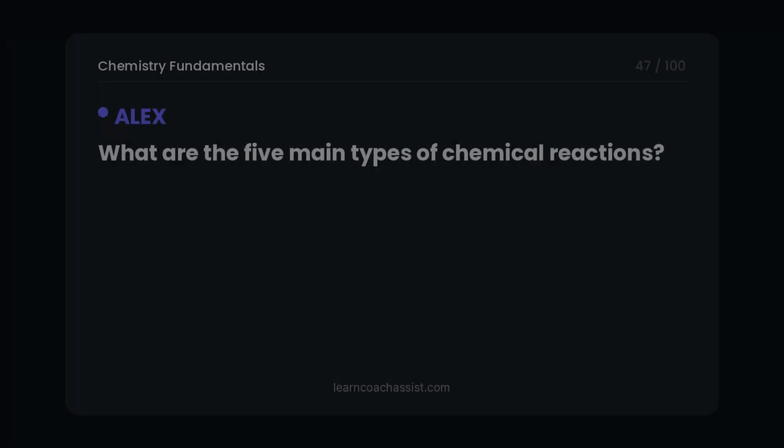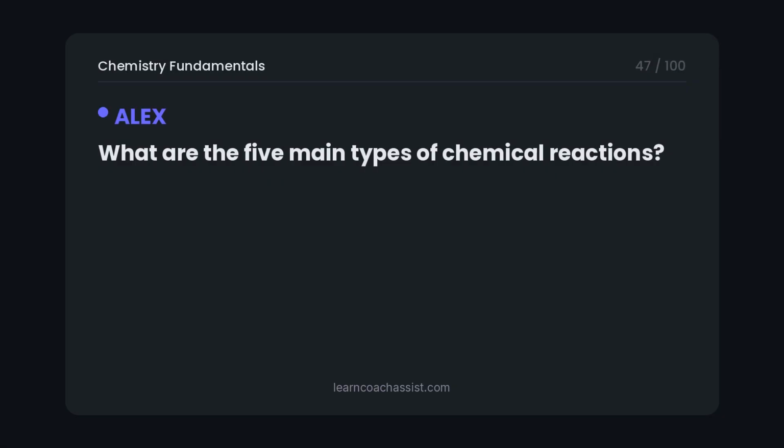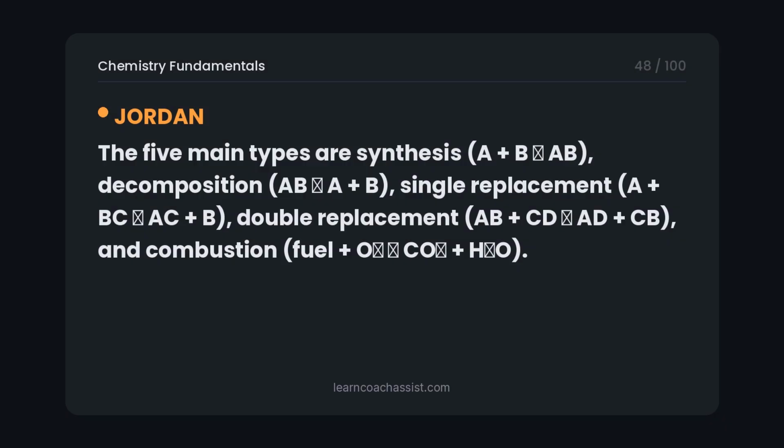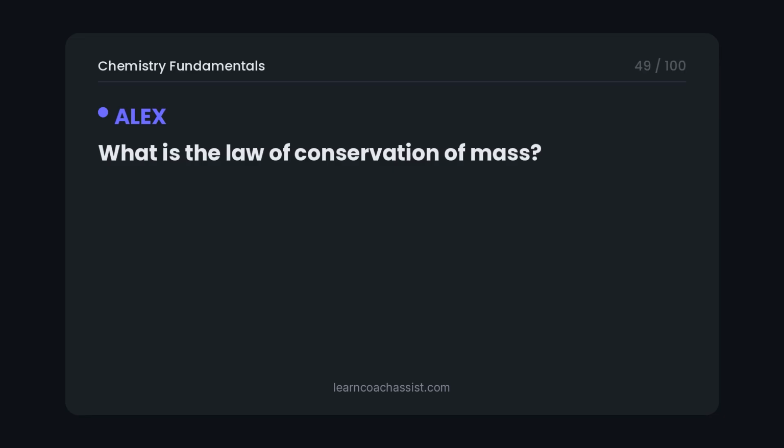What are the 5 main types of chemical reactions? The five main types are synthesis, A plus B → AB; decomposition, AB → A plus B; single replacement, A plus BC → AC plus B; double replacement, AB plus CD → AD plus CB; and combustion, fuel plus O2 → CO2 plus H2O.